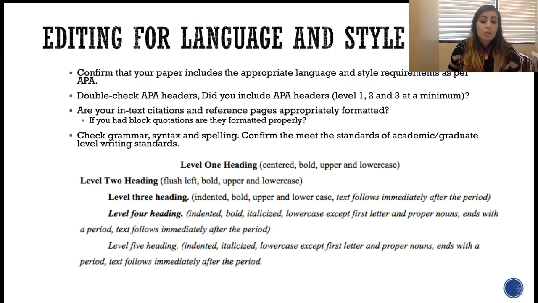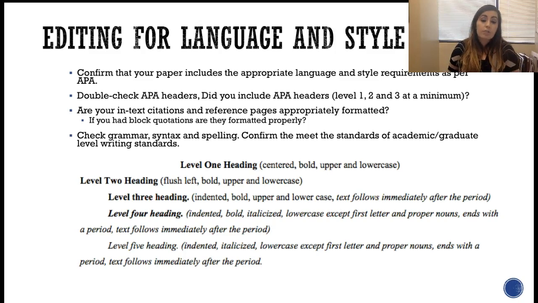This is where you're also going to confirm if you have your in-text citations and reference pages appropriately formatted according to APA. Look through your APA manual. Look at the OWL at Purdue. Make sure you know when page numbers are required in a citation and when they're not. If you're confused about that, let me know and I'll give you feedback on that. I have been giving feedback to some of you as we've gone through this process.